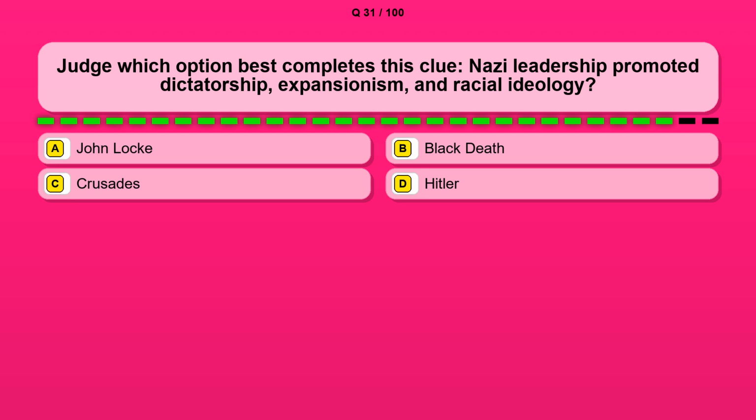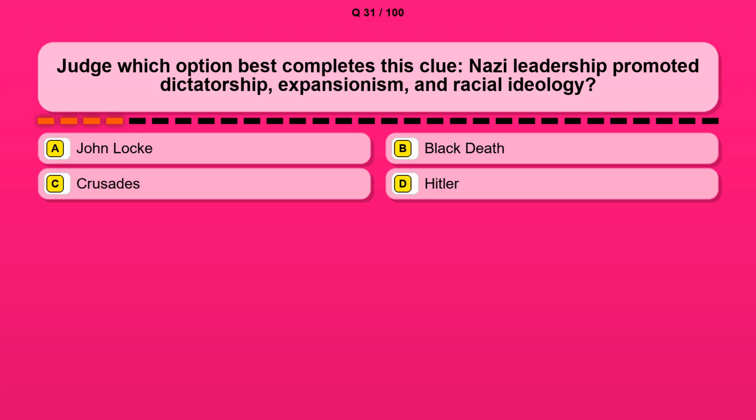Question 31. Judge which option best completes this clue. Nazi leadership promoted dictatorship, expansionism, and racial ideology. Option A, John Locke. Option B, Black Death. Option C, Crusades. Option D, Hitler.